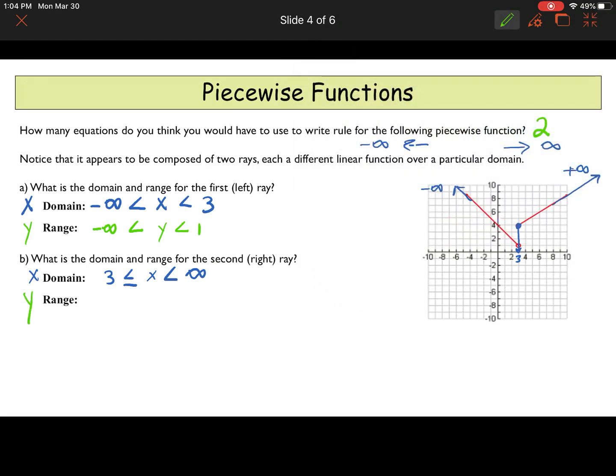Now for our range. Okay, our starting point is here on the y-axis. We start at 4, so y is between 4 and there's no ending point, so it goes to infinity. 4 is closed, so close it up. Infinity is always open.